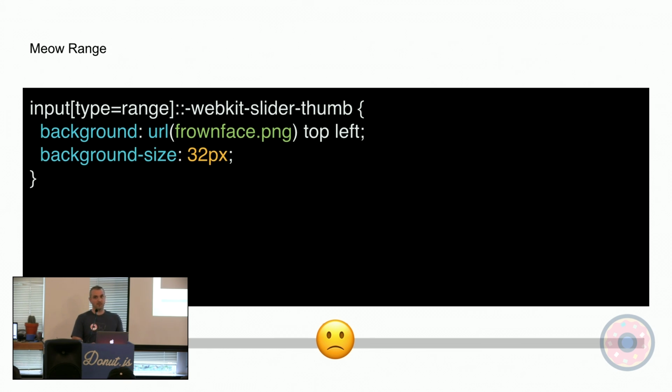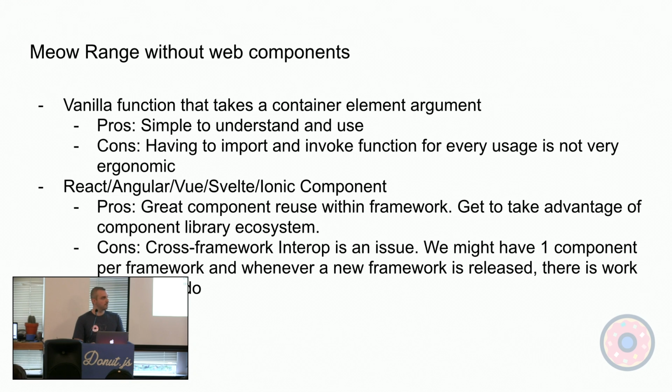Another way to think about using web components for design systems is how do we actually instantiate this? How do we reuse this? We have a couple options. One, we can use just a vanilla function that takes a container element as an argument. This is easy to use, easy to reason about. We just pass a DOM element, and then inside the function, we create our input, we put the CSS on the page, and we just have what we need. But the drawback here is having to import and invoke a function for every usage is not very ergonomic. It also would be really difficult to let this work when you're setting inner HTML, for example.